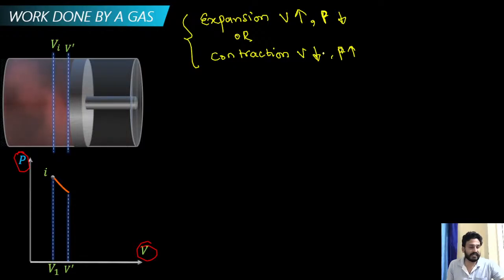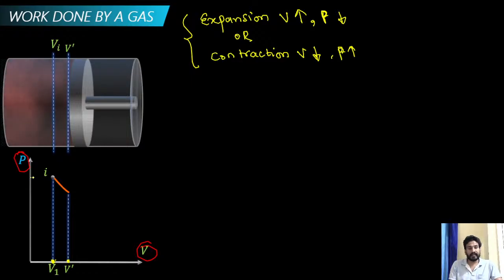So there are two cases: expansion. Expansion means there is an increment in volume but a decrement in pressure, and there is contraction. Contraction means volume is decreasing and pressure is increasing, right? So from here to here, my volume is increasing. As you can see, this is my x-axis, and this initial is my V1 and this is my V dash. From this graph, you can say that V dash is greater than V1. So if my volume is increasing, then my pressure will decrease.